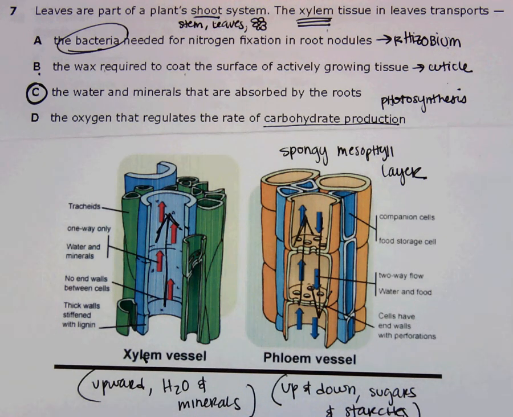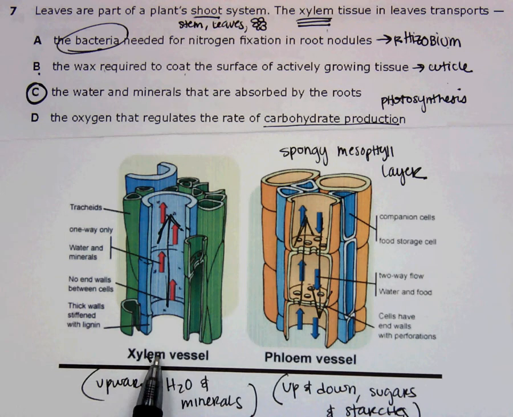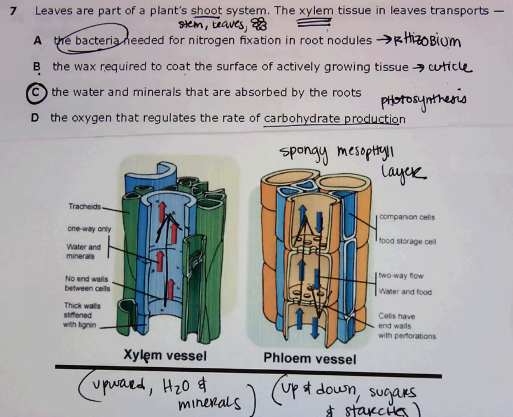Bottom line though, your answer is C, because the xylem and phloem are involved in transport of water, minerals, sugars, things like that, and then the xylem is the specific transport of water and minerals upward from the roots to the leaves.